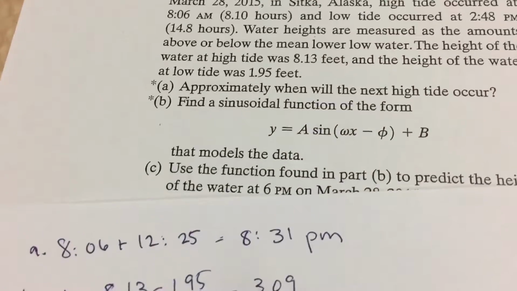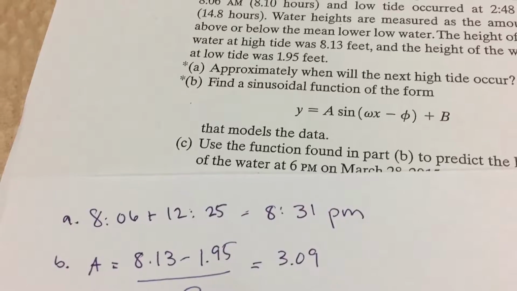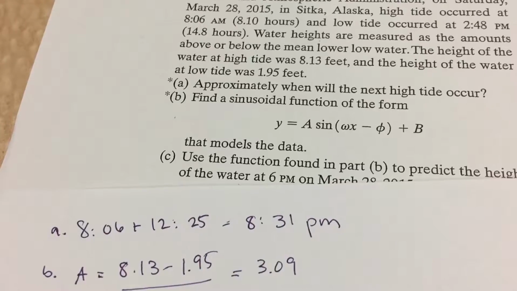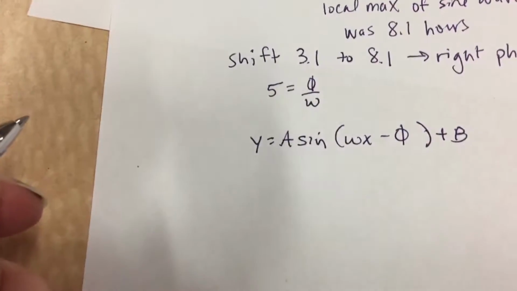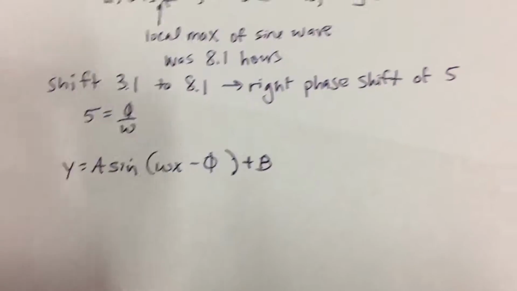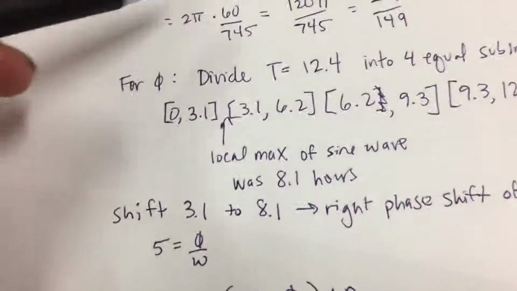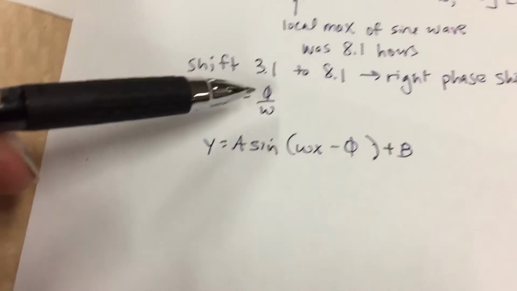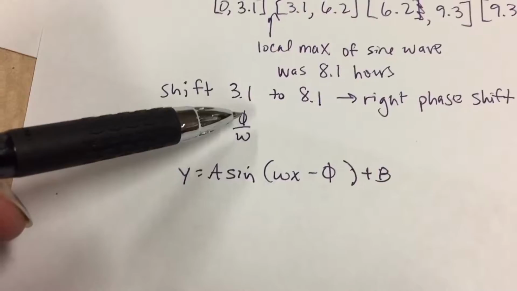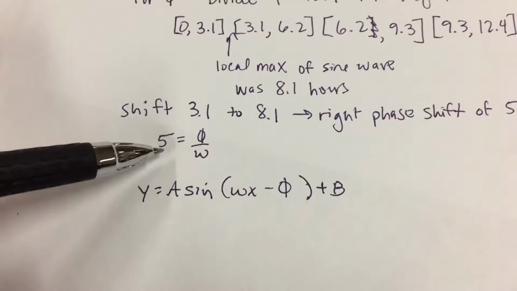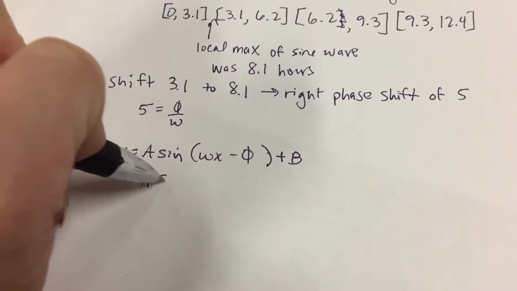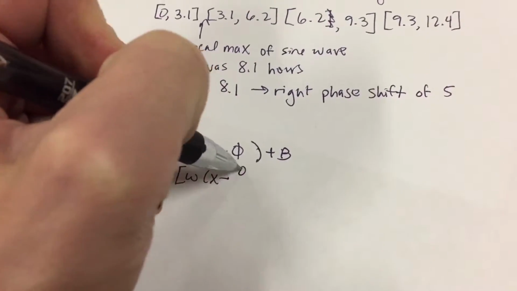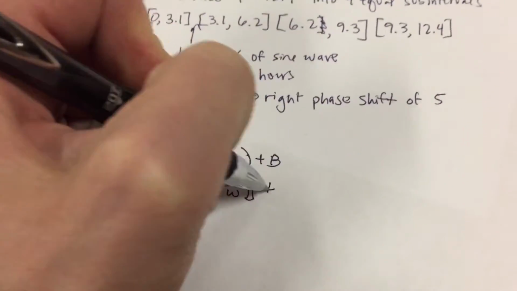Part B says, and I'm going to write this down as I show you, y equals A sine of omega x minus phi, plus B. But remember, what we can do here is take that omega out. We have our omega value, it's 24 pi over 149, and that's done. And phi over omega is 5. So if we factor an omega out here, it's just going to make it easier for us to write. So I'm going to take out that omega, and I'm left with x minus phi over omega.